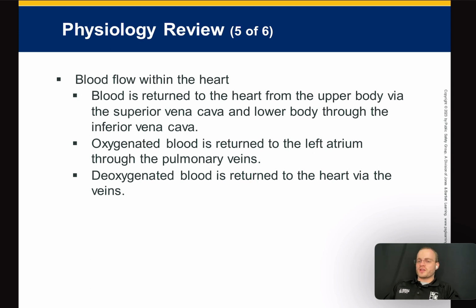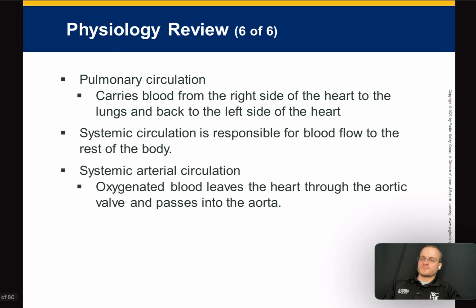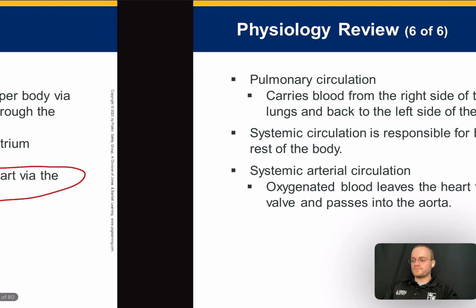Oxygenated blood is returned to the left atrium from the pulmonic vein. What? Oxygenated blood through a vein? Yes, I point this out a lot because students get lost on that. Deoxygenated blood is returned to the heart via the veins, well, with the exception of the pulmonic vein, which carries oxygenated blood. And this is why students get confused.